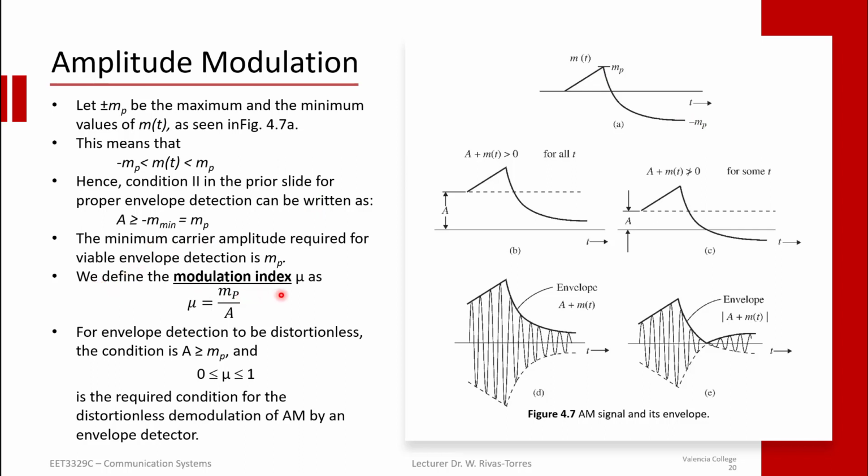We also define what's known as the modulation index, and we use the Greek letter mu for that. It is the peak value over A. That is called the modulation index.